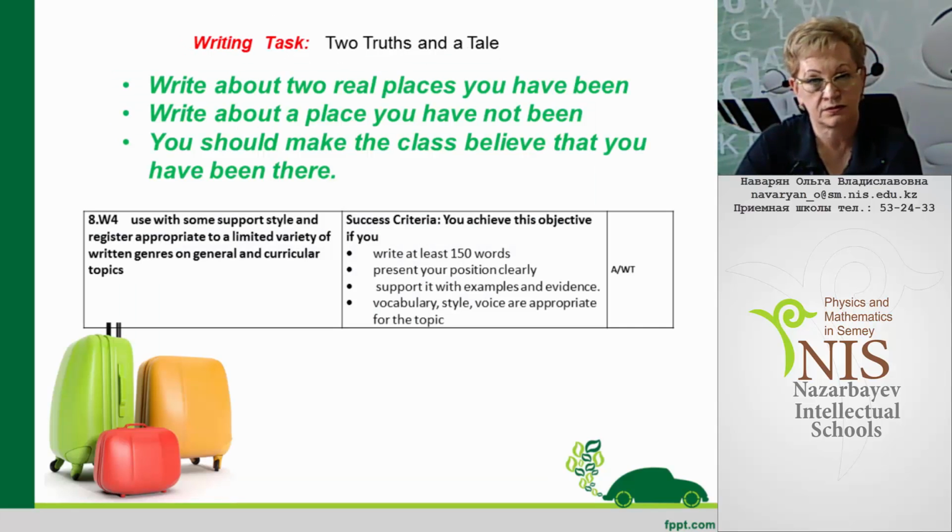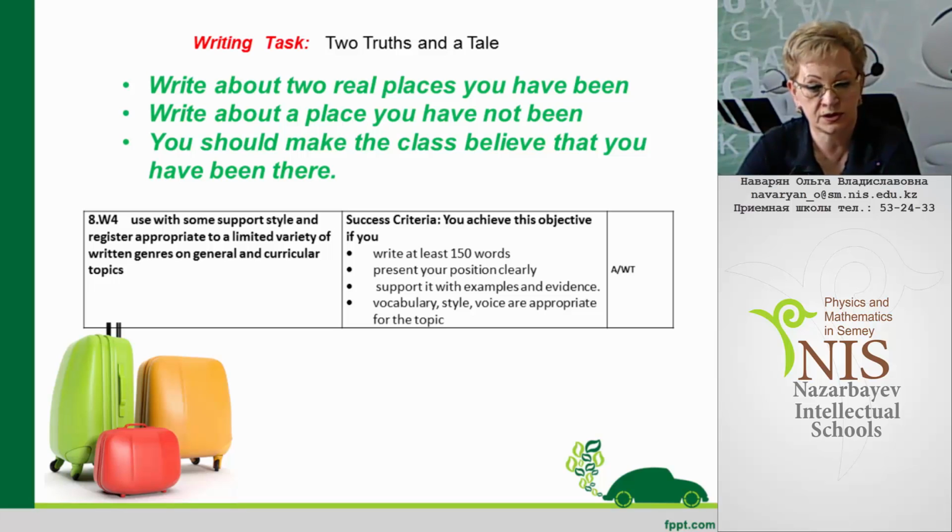Another interesting writing task, but it's maybe not suitable for 12th grade students. That's why I have chosen a writing objective from the 8th grade. Two truths and a tale. Each student should write about 2 real places they have been, write about a place they have never been, and make the class believe that they have been there.